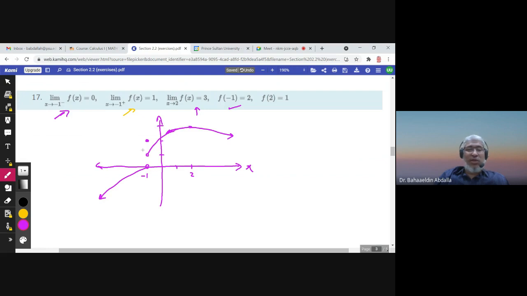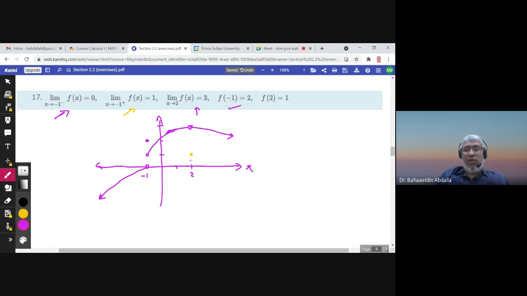So this is an open circle. Okay, and now you can see as x approaches 2, the function is approaching 3 from the right and from the left. Good. What else? We need f of 2 to be 1. All right. So f of 2 should be 1.